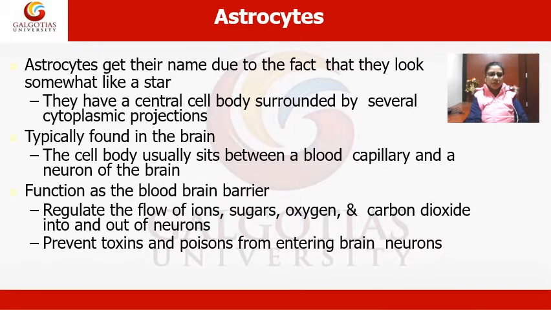The first type of neuroglial cell is the astrocyte, and if you look at this cell, it looks like a star, as it has different projections. Okay, so this name is due to its looks. It has a central point or central cell body which is surrounded by several cytoplasmic projections, and it is typically found in the brain. The cell usually sits between a blood capillary and a neuron of the brain, and it functions as a blood-brain barrier. And apart from this, what is the main function of astrocyte? It regulates the flow of ions, sugars, oxygen and carbon dioxide into and out of your neurons, and it prevents toxins and poisons from entering the brain neuron.